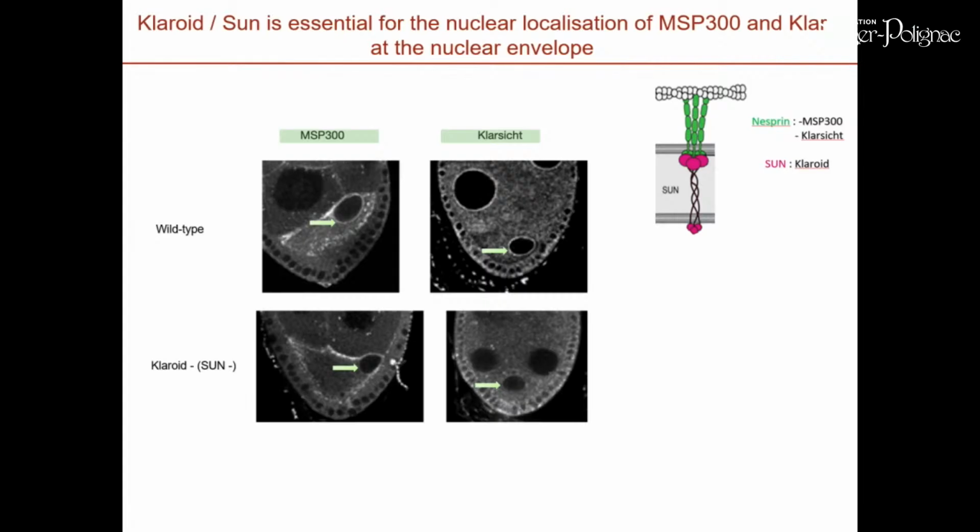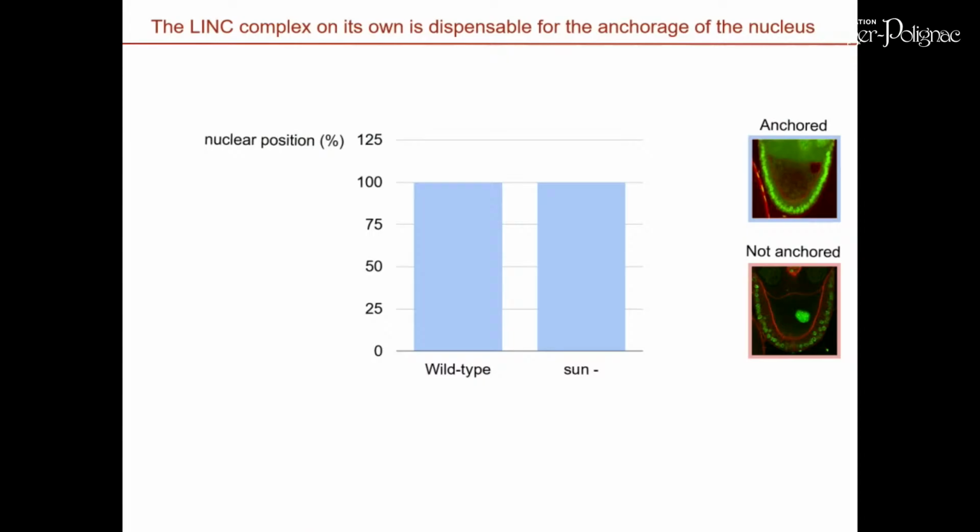So upon inactivation of the Sun protein Klaroid, there is an inactivation of the LINC complex. By doing so, we could investigate the requirement of the LINC complex for the positioning of the nucleus. Surprisingly, we found that upon inactivation of the LINC complex, the nucleus is correctly positioned. However, we did find that there is another important protein located at the level of the nuclear envelope, and this protein is Mud.